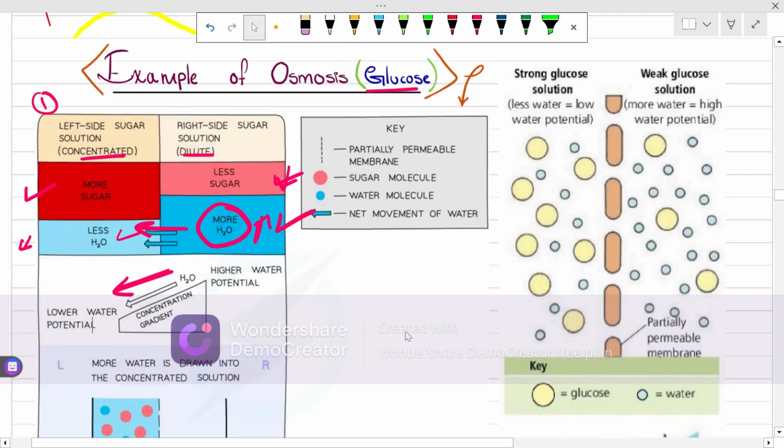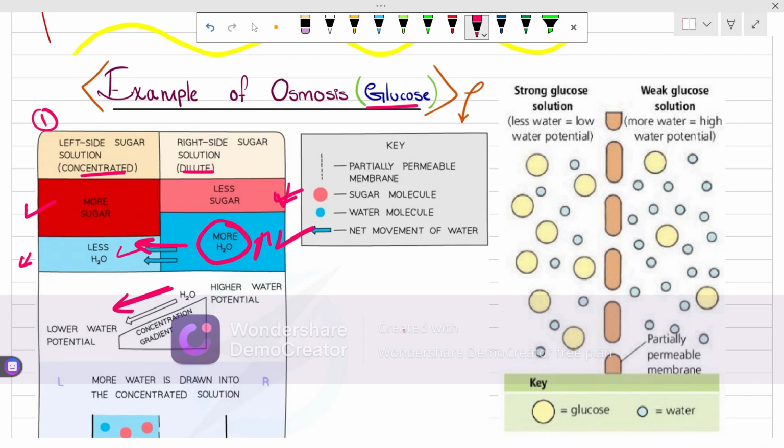In the next example, we have a strong glucose solution and a weak glucose solution. This is the same example as this one, it's just a different way of drawing the diagram. Strong glucose solution, strong means concentrated, so a high number of glucose molecules. Weak glucose solution means less number of glucose molecules. This means dilute, this means concentrated.